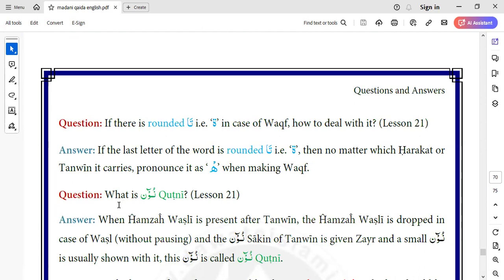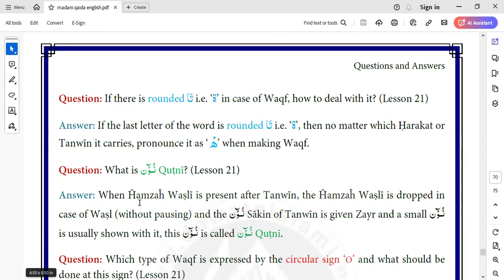Question. What is Nun Qutni? Answer. When Hamza Wasli is present after Tanween, the Hamza Wasli is dropped in the case of Wasl without pausing. And the Noon Sakin of Tanween is given Zair and a small Noon is usually shown with it. This Noon is called Nun Qutni.